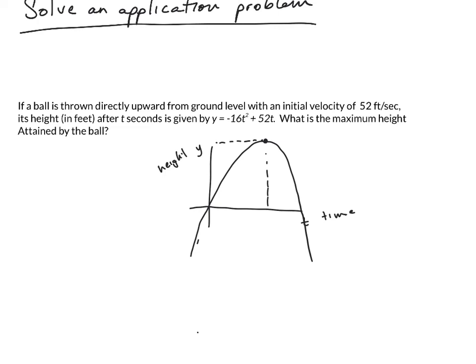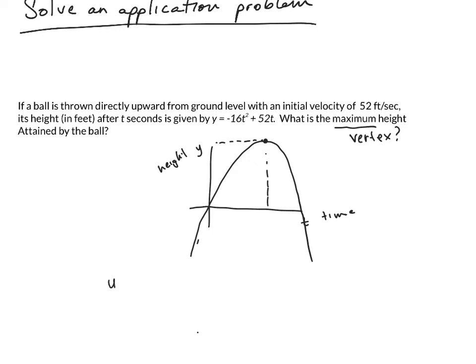And that's something that's really important to understand when we're dealing with application problems, especially involving quadratic functions. If it says what is the maximum this, or what is the minimum that, and you know that we're dealing with quadratic functions, really that just means what's the vertex? What's the maximum height obtained by the ball? They're asking us to find the vertex. Okay, we need to find the maximum height obtained by the ball by finding the vertex.